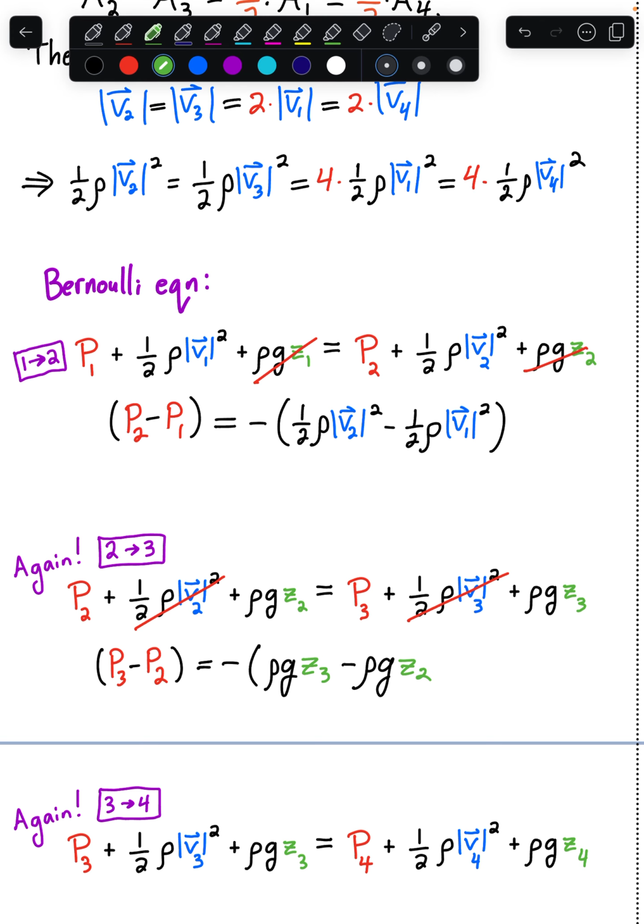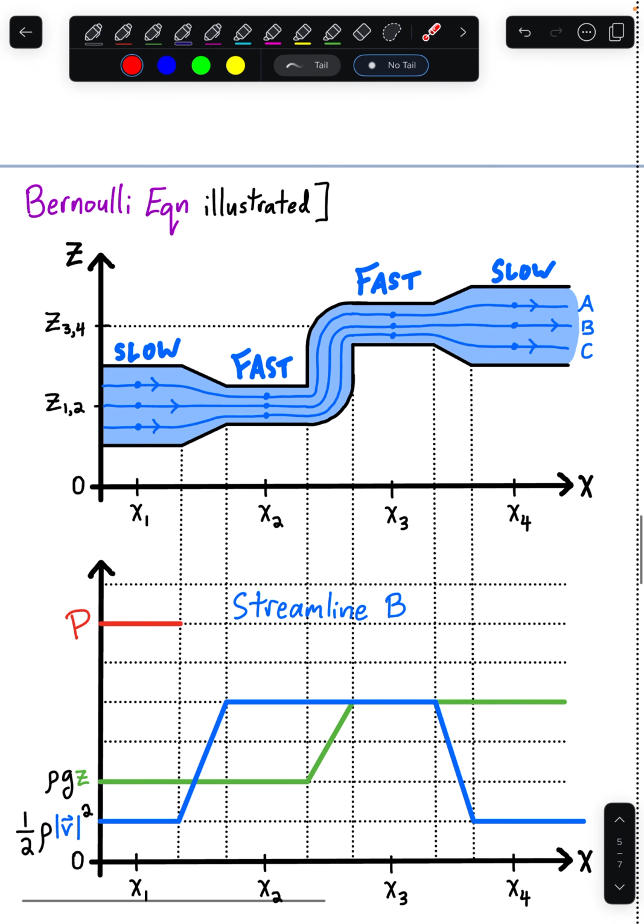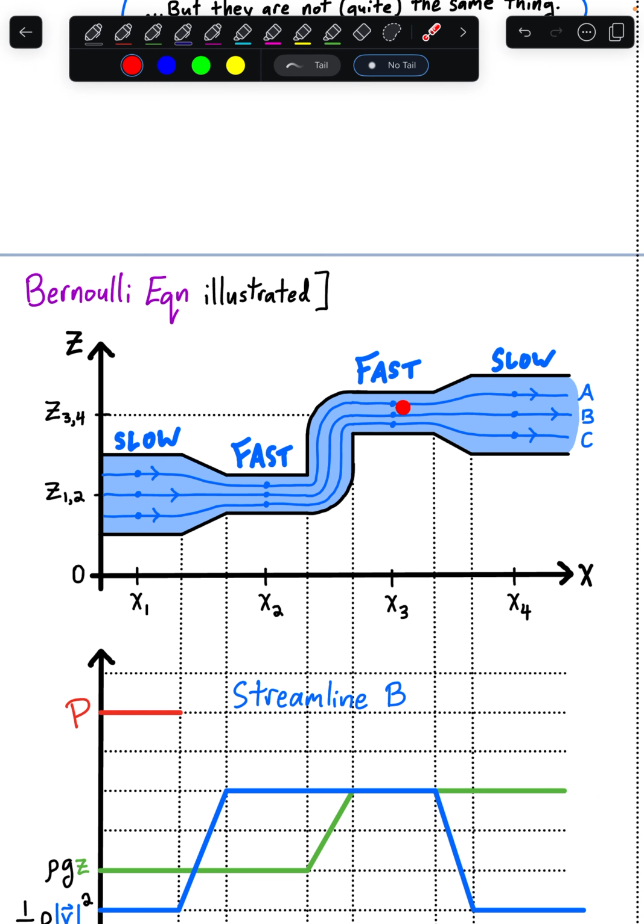So how is it that the fluid managed to move upward without slowing down? Well, what happened was, since Z3 is higher than Z2, this is positive, so this is negative, which means our pressure dropped again. It's the second pressure drop. Pressure at 3 must be lower than pressure at 2. So the fluid managed to increase in height without slowing down by decreasing in pressure.